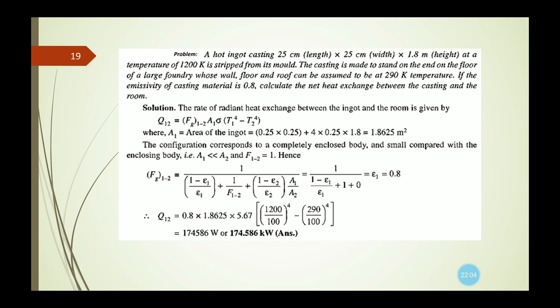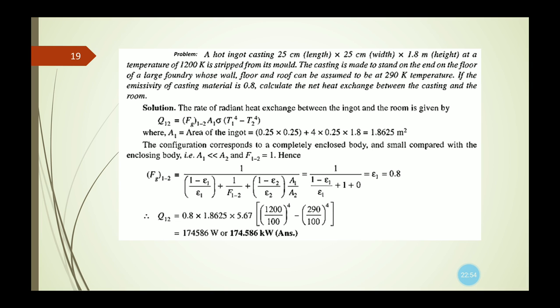So here the net rate of radiant heat exchange between the ingot and the room can be represented in terms of the gray body factor, that is Q12 equals Fg12 A1 sigma (T1 to the power 4 minus T2 to the power 4). Now first we need to calculate the area of the ingot. It can be calculated by using the formula, and the value we are getting is 1.86 meter square. Now here from the question we can say that this configuration is a completely enclosed body, small compared with the enclosing bodies.